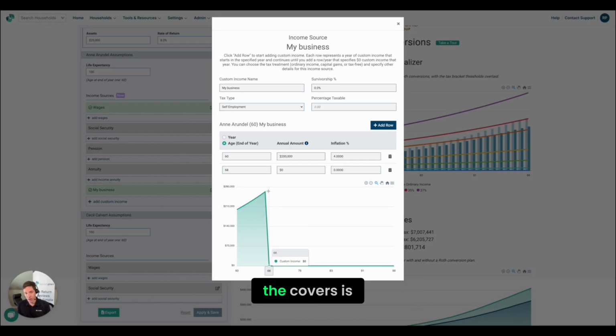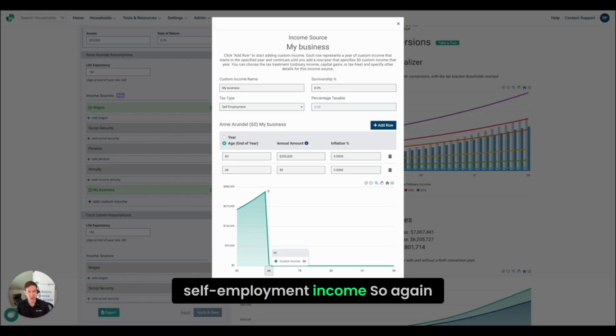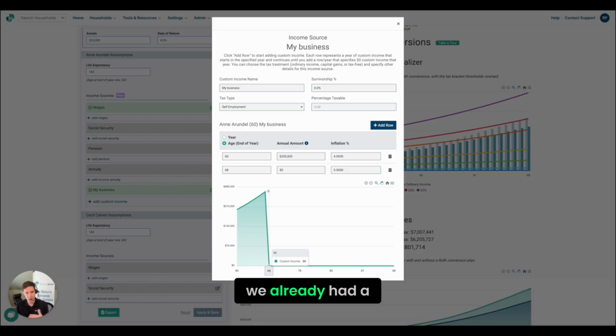And what's happening under the covers is, yes, that's ordinary income, but also the self-employment tax is being calculated because the system knows that this is self-employment income. So again, we already had a pretty robust tax engine under the covers. We're just feeding more of these nuanced bits of information into that calculation engine as we build out these Roth scenarios. So that's two new capabilities within the Roth projection tool.